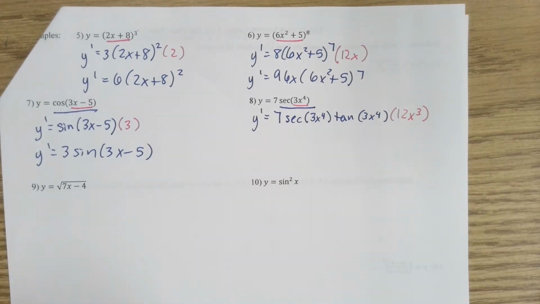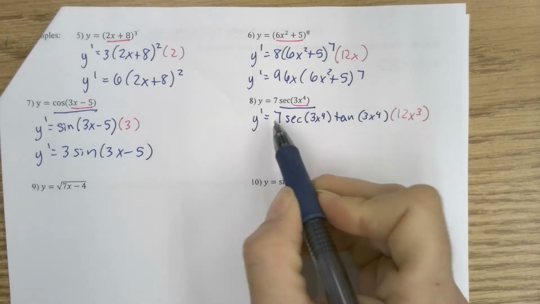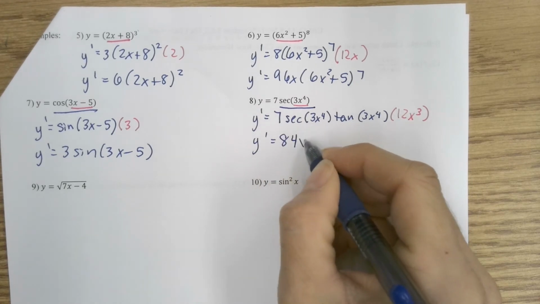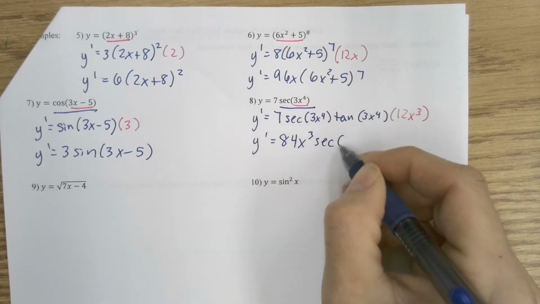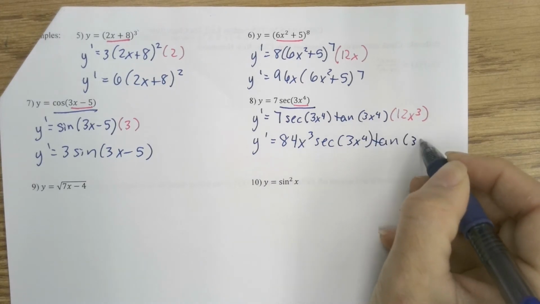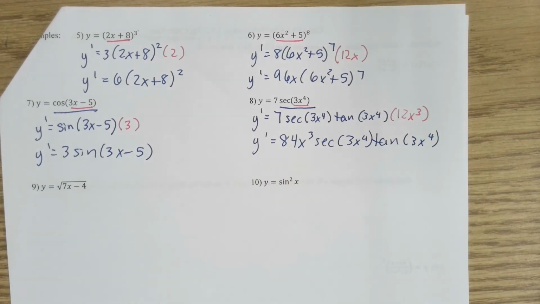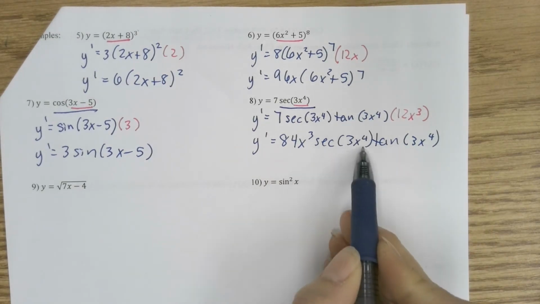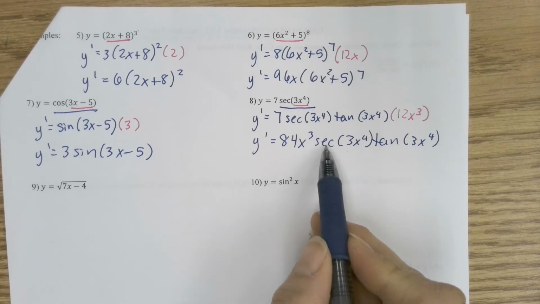So the last thing that we can do is combine the 12x cubed with the 7 all the way out in the front. That would give us 84x cubed secant of 3x to the 4th tangent of 3x to the 4th. Remember, you can't combine this 3x to the 4th with anything. That is an angle, and it's attached to our secant.